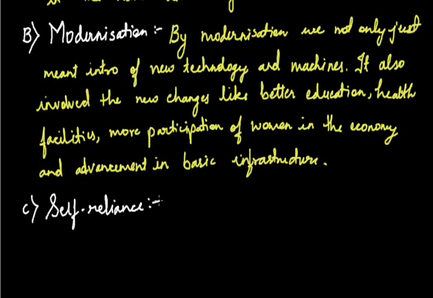Now, after independence, our priority was to attain the goal of self-reliance, that is to make the economy so self-dependent that we are not relying on other nations for basic requirements like food, clothing and employment. So to achieve self-reliance, what was required was growth in agriculture, industrial development, education, and generating our own domestic technology so that it reduces our dependence on the foreign market.